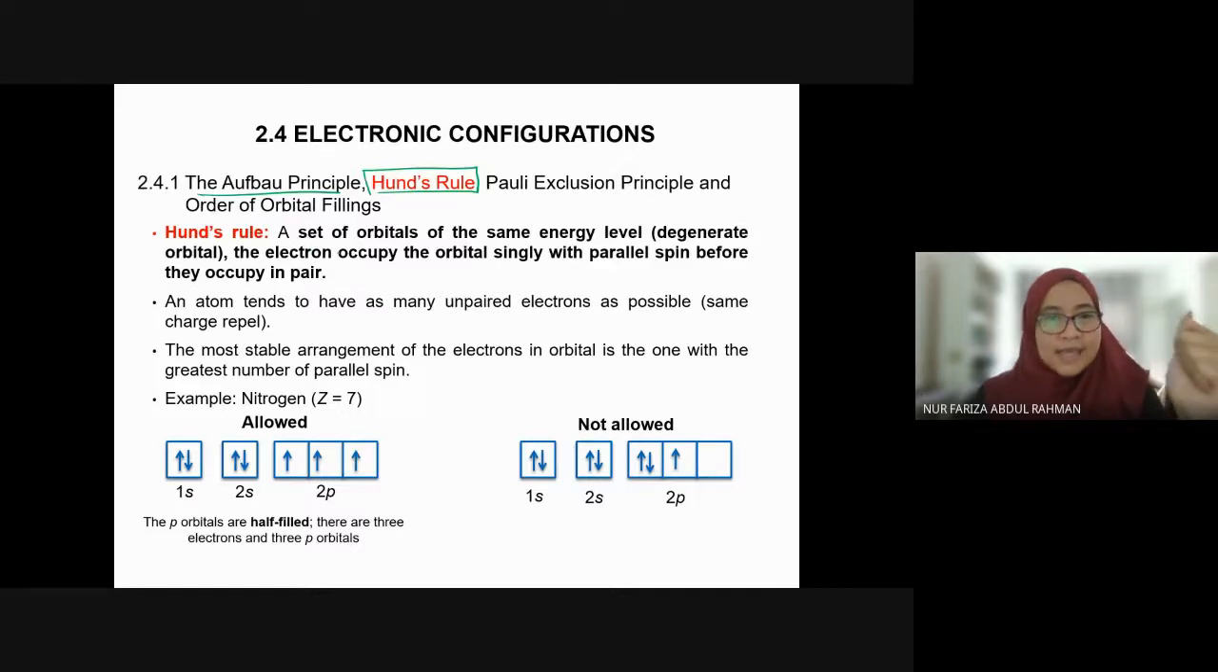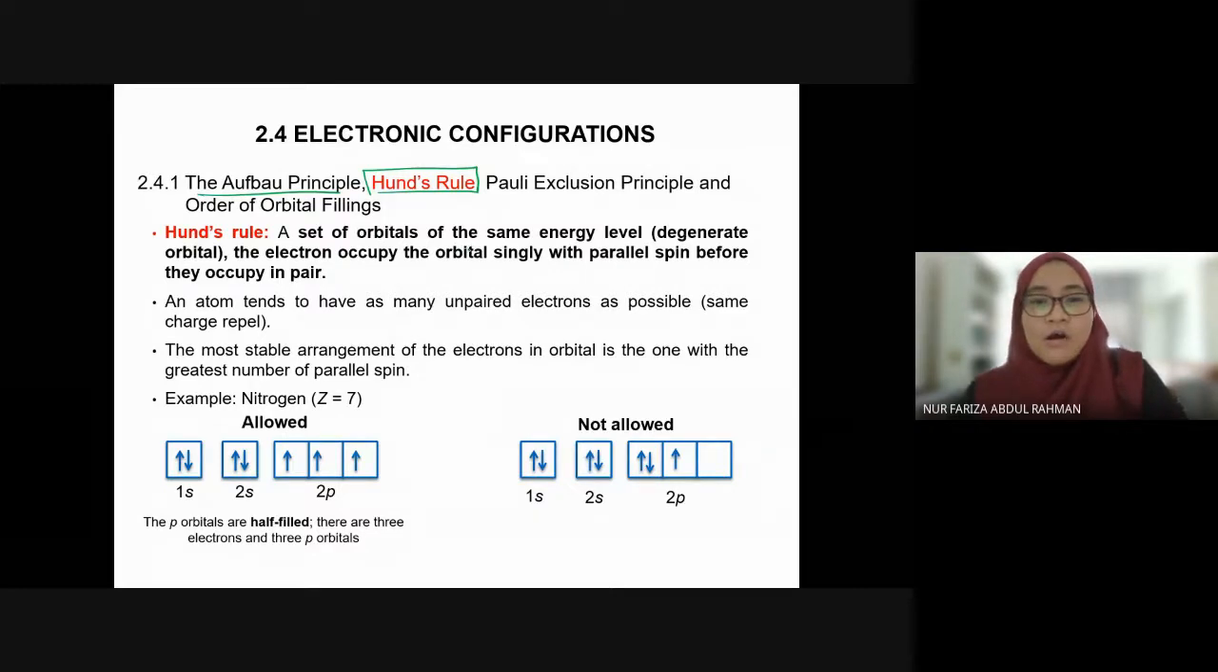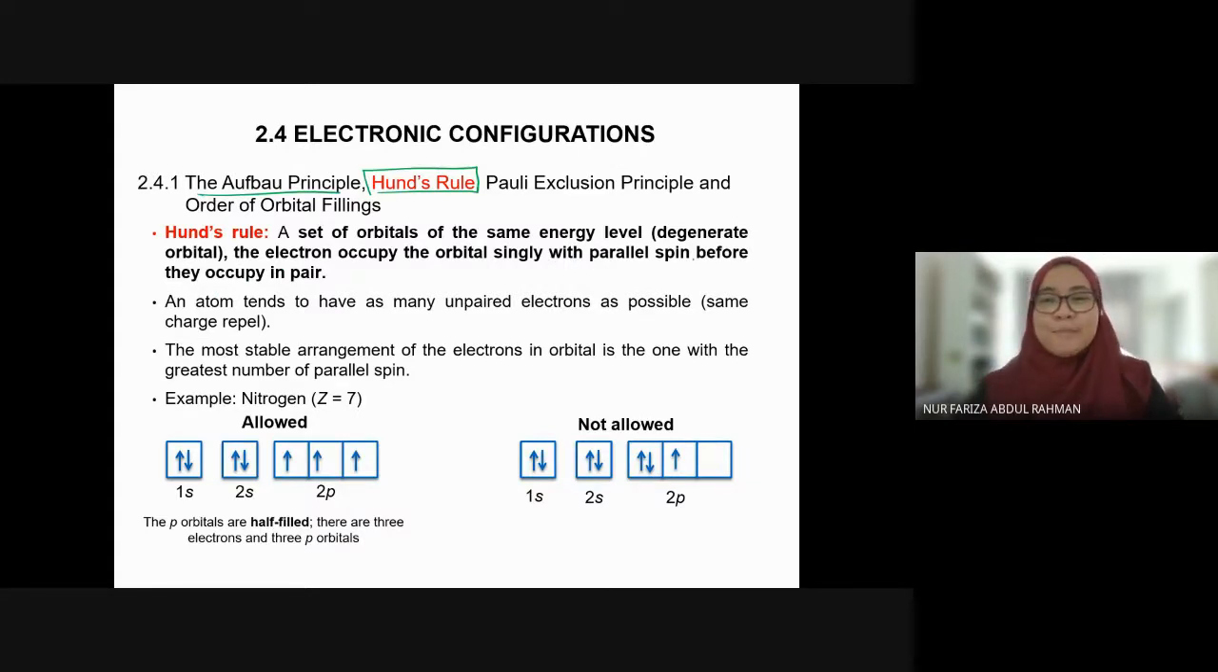So Hund stated that syarat yang kedua, a set of orbital of the same energy level, which is degenerate orbital, the electron occupy the orbital singly with parallel spin before they occupy in pair. Okay, the reason why is because to avoid the repulsion. An atom tends to have as many unpaired electrons as possible. Okay, because same charge would repel.